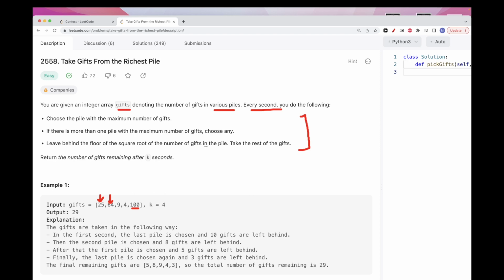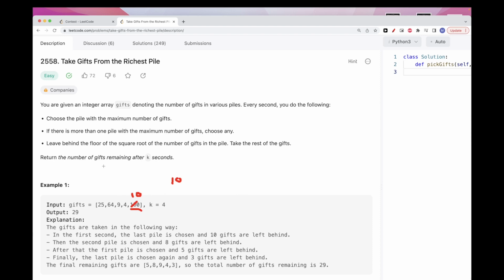Okay, and so for example here the process would be to first take the highest one, 100. What's the floor of the square root? That's just 10. So that means we take 90 and leave 10. So you can think about it like you replace this with 10.